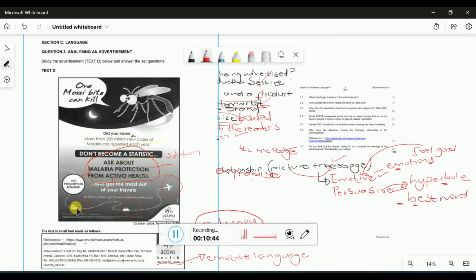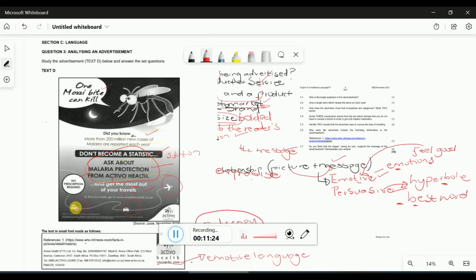And then as we move on, we can see now why the presence of a ship, why the presence of a car, why the presence of an airplane. Remember, "and get the most from your travels." And then after understanding that, they've shown that actually with malaria, one mosquito bite can kill, which is quite dangerous. And they've also included the statistics to enhance the message that indeed more than 200 million cases are being reported. And then they've used the bolded words and letters here to say, "Don't become a statistic," to grab your attention. And how do you avoid becoming a statistic? By getting the malaria protection plan from Activo.